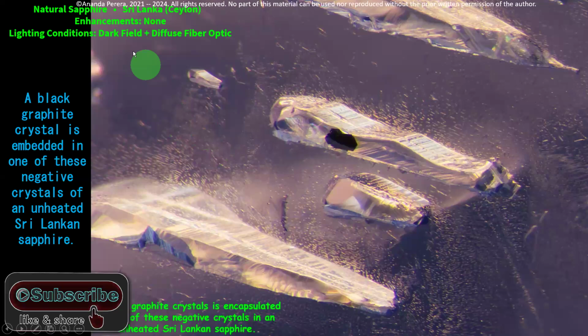Here, this is also a Sri Lankan stone, with dark field plus diffuse fiber optic lighting. You can see the big negative crystals. Inside the negative crystals, black graphite mica is embedded in the crystal. So a black graphite crystal is embedded in one of these negative crystals of an unheated Sri Lankan sapphire. This proves it is not heated; it is an unheated one.